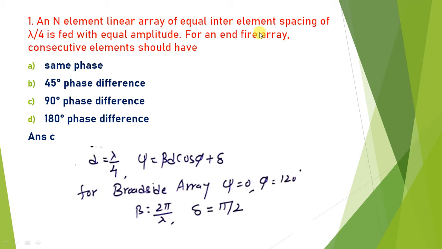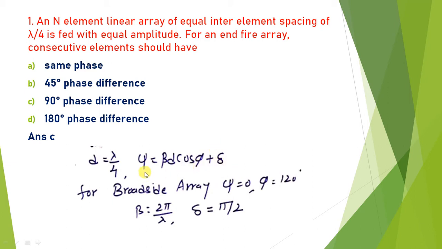Okay, so now the inter-element spacing, that means the distance, is given as lambda by 4. In order to find the phase difference, this is the equation: psi is equal to beta d cos phi plus delta. Here psi is the angle, beta is equal to 2 pi by lambda, d is the distance between two elements, phi is the angle, cos phi, and delta is the phase difference.